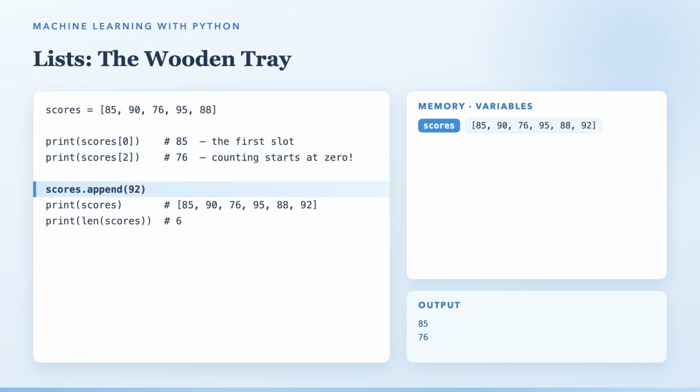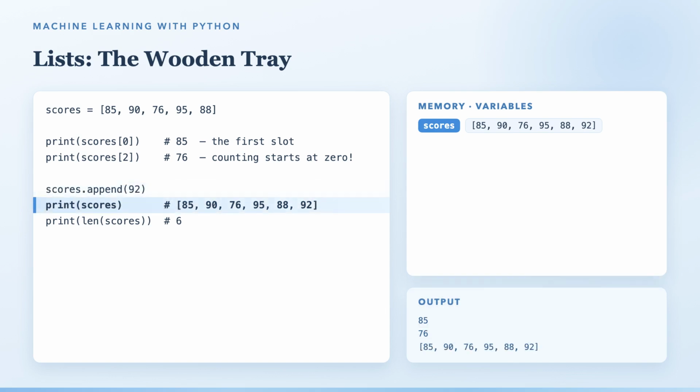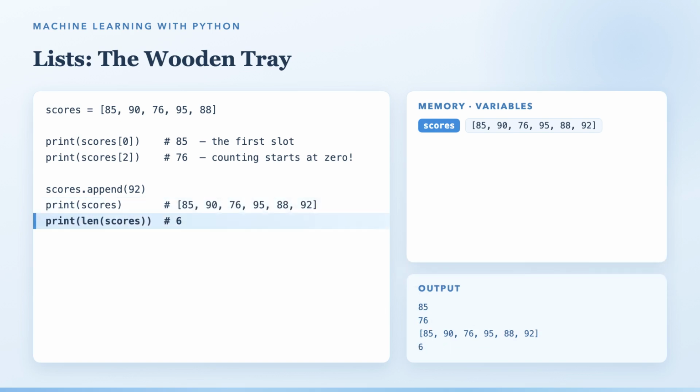First, we create a list called scores, holding 5 numbers, 85, 90, 76, 95, and 88. Then we print scores at position 0, and because Python counts from 0, that first slot gives us 85. Next we print scores at position 2, counting 0, 1, 2, and out comes 76. Then we call append on scores, passing 92, and the list gently grows by one slot at the end. When we print scores again, all 6 numbers appear, and calling len on scores tells us its new length, 6.